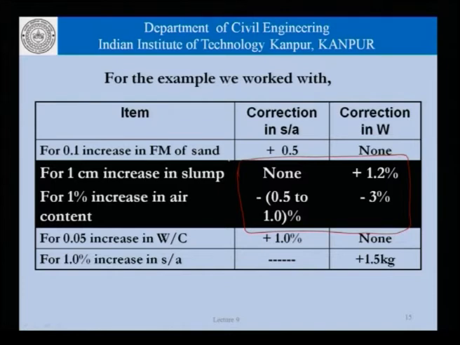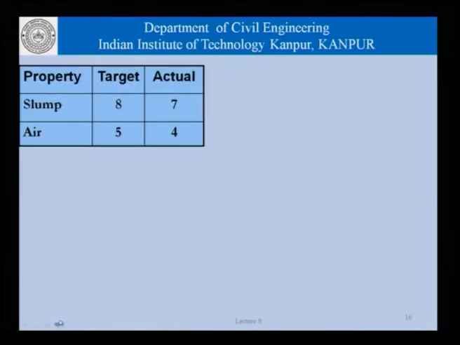So, based on this prescription, we need to make modifications in our parameters and then try again. Effectively what we are trying to do is that we wanted an 8 centimeter slump and 5% of air content, if this was in centimeters and this was in percentage.